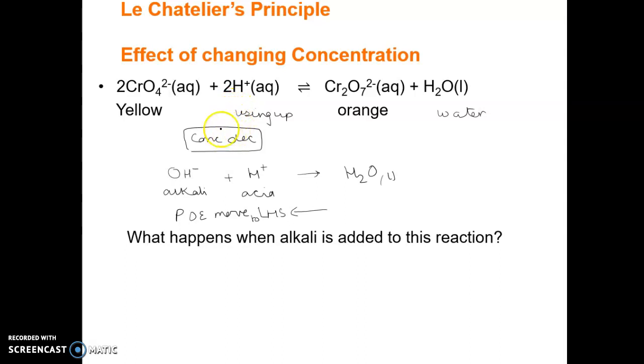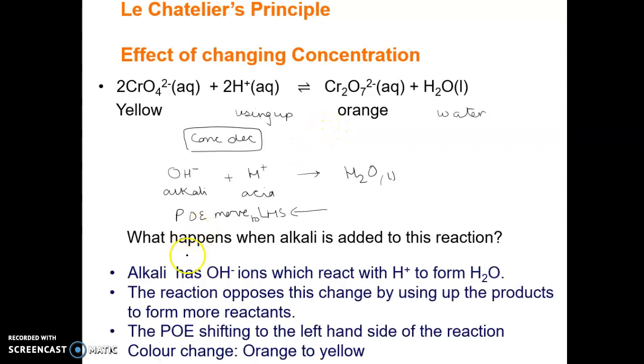It tries to oppose the change by increasing the concentration of H+. Therefore, the color change that you see is from orange to yellow. Okay, so that's the summary of that particular change.